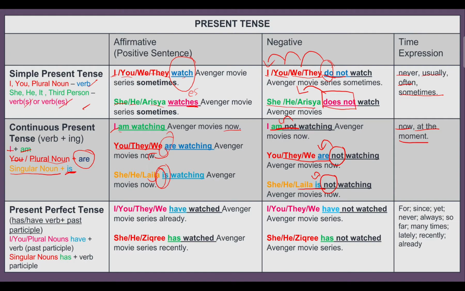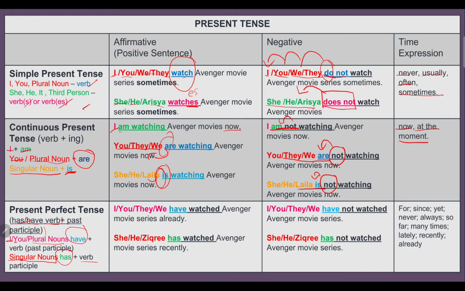Okay, so let's take a look at the rules. For present perfect tense, you will have to add on has or have, and then the verb must be in past participle. If the subject is I, you, or plural nouns, you will have to use have plus the verb in past participle. And for singular nouns, you will have to use has and the verb in past participle as well.